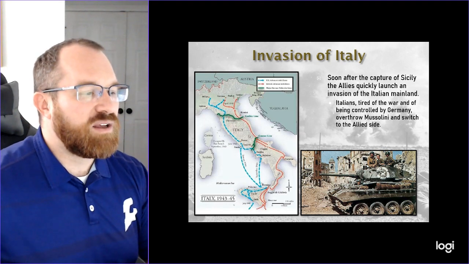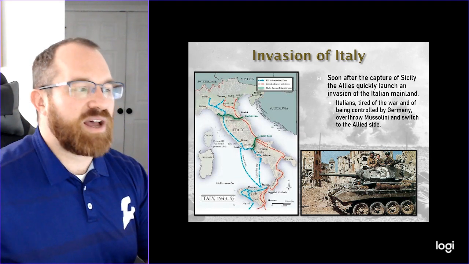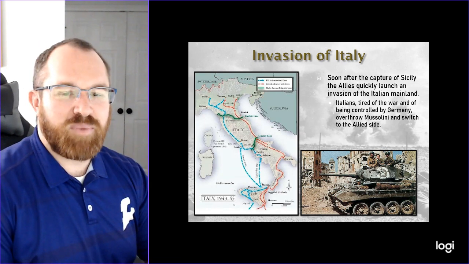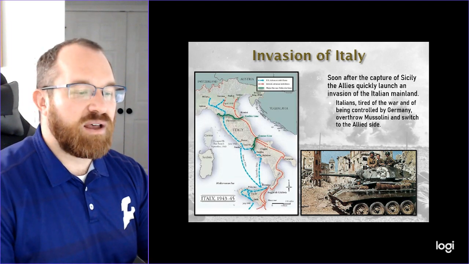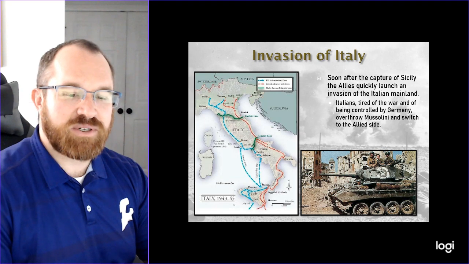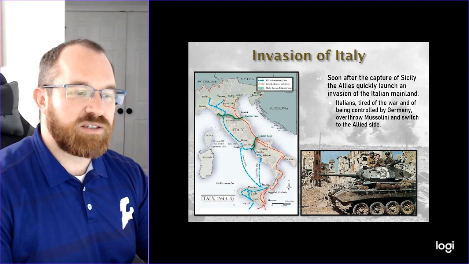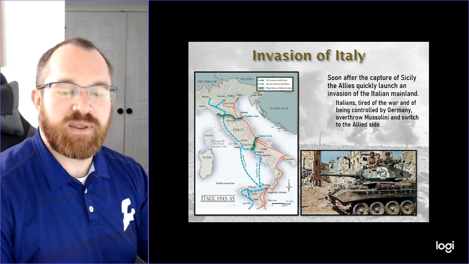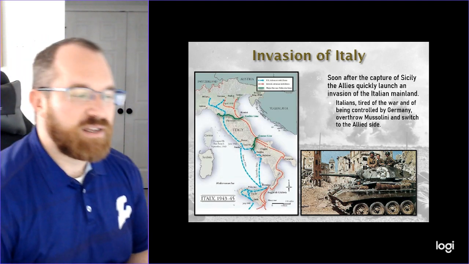And once the Americans and British do break past the Gustav Line, a big rebellion rises up in Rome, actually. Mussolini is deposed. A new government is put in place, a government which leaves the Axis powers and subsequently declares war on Germany. So Italy actually switches sides in 1943 and joins the Allies.